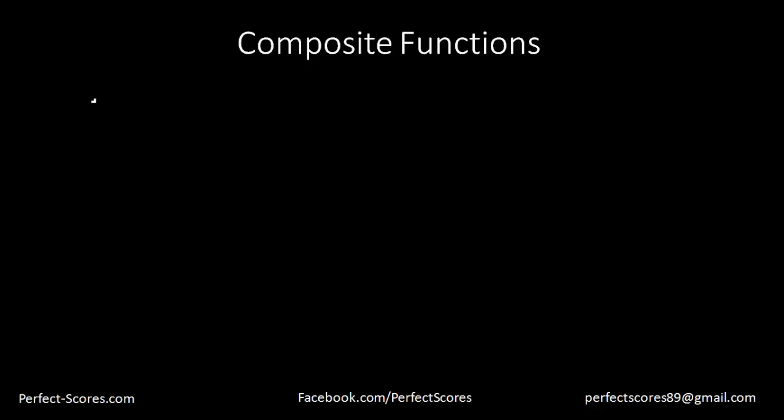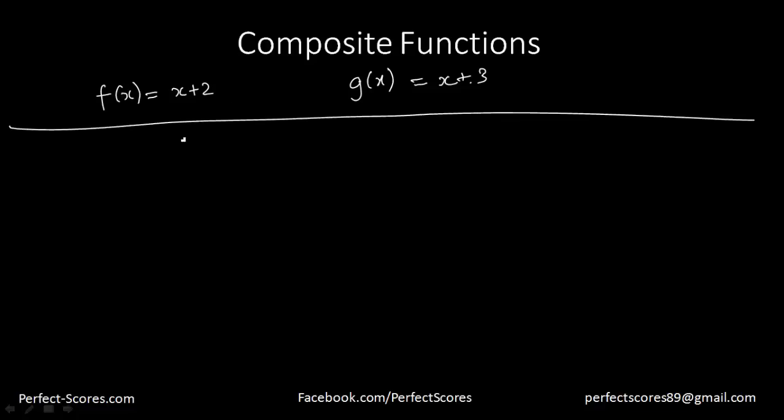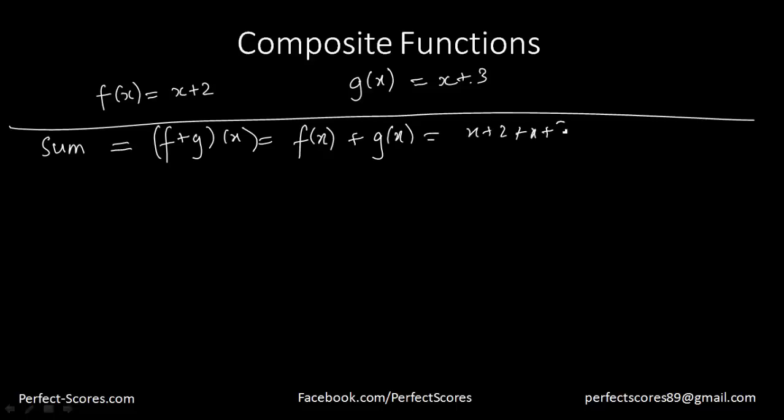Let's suppose we have two functions. Let's suppose f of x is one function and I say this is x plus 2. And I have another function, g of x, which is equal to x plus 3. So I have these two functions. Now you can compositely define these functions. One of them is the sum function, defined as f plus g of x, which is equal to f of x plus g of x, which in this case would be x plus 2 plus x plus 3, which is 2x plus 5.